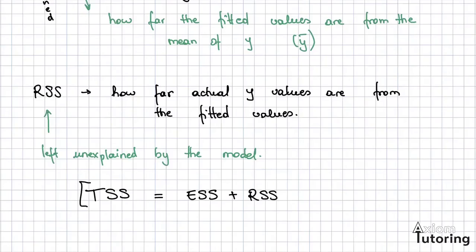If you understand conceptually what the total sum of squares is and the two components, the explained sum of squares and the residual sum of squares, the math which will follow in the next video will feel a lot more natural and not as if you're doing some sort of econometric magic.